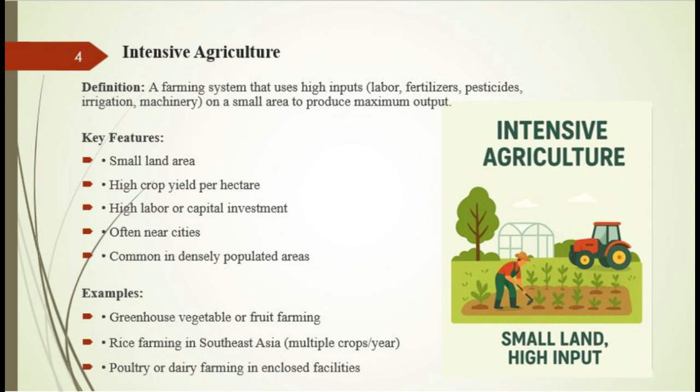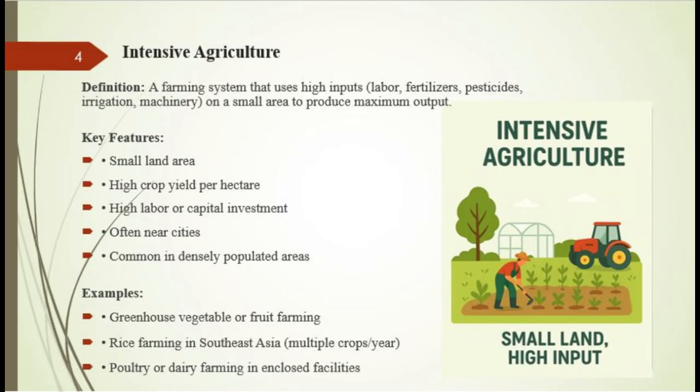4. Often near cities. Because intensive farms produce food quickly, they are often located near urban areas where food demand is high. 5. Common in highly populated areas. Countries with limited farmland and large populations often use intensive agriculture.